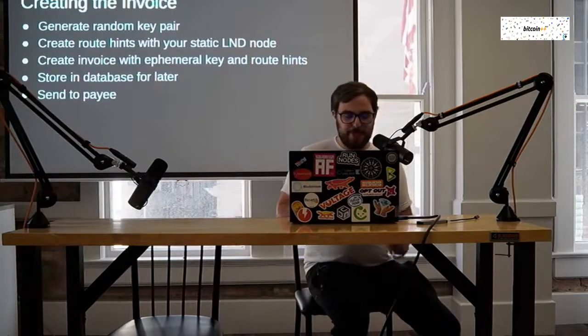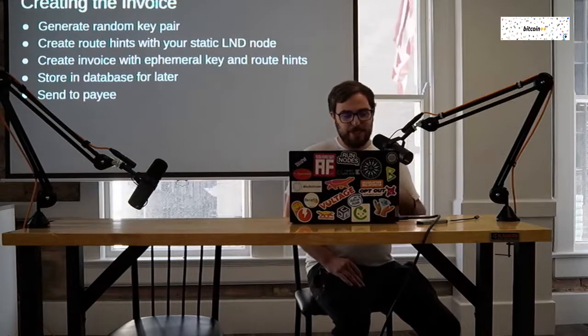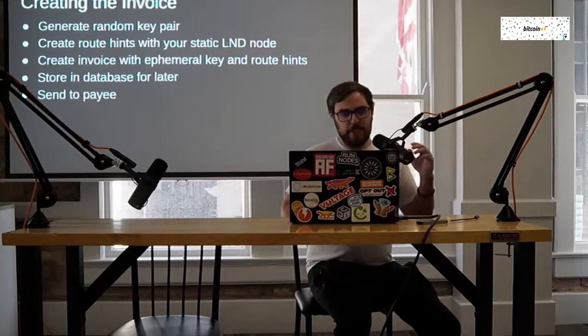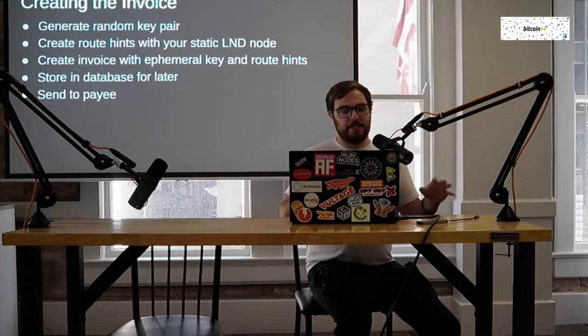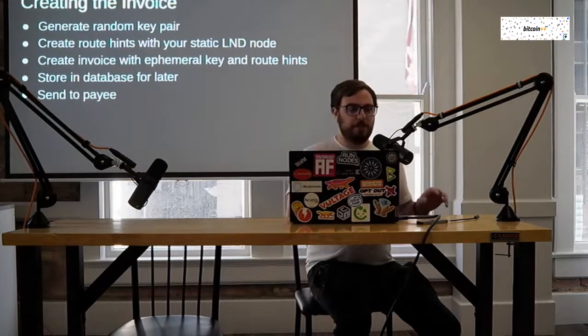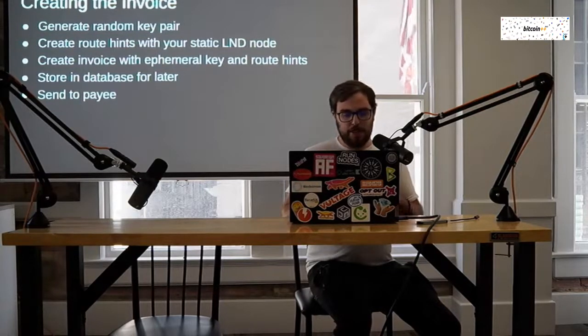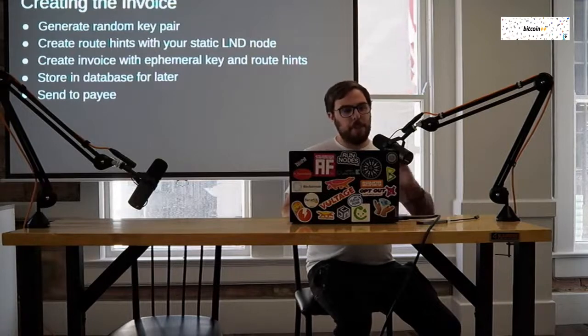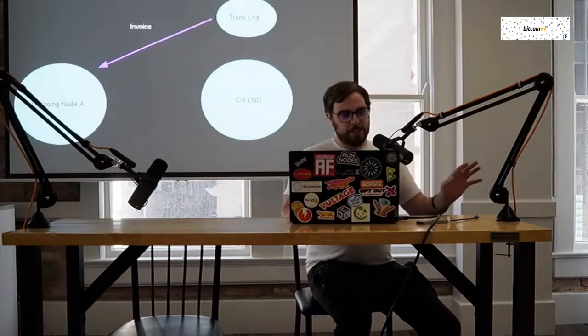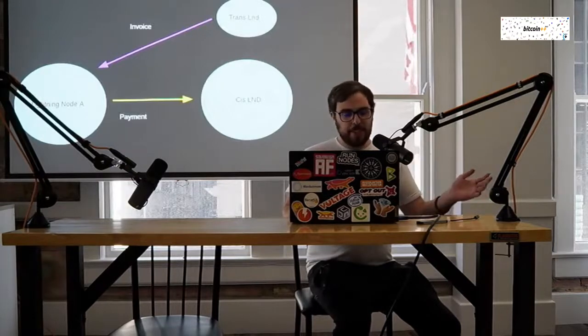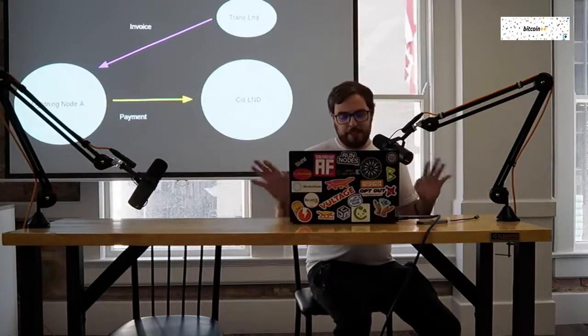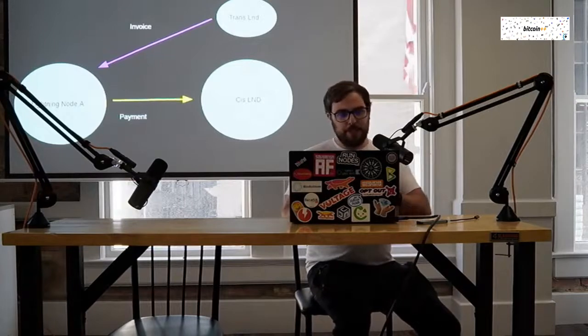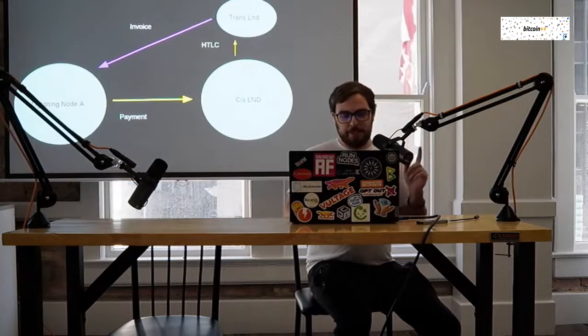So the first part, what you need to do is create the invoice. You generate a random key pair, and since this key pair doesn't actually exist on the Lightning Network, you have to put route hints into this invoice that point to your real node, so when someone tries to pay you, they can find you. Create the invoice, store it in your database for later, and send it to the payee. So that gets us this first step. Then that node will pay it, and Lightning will handle that for you, and it'll eventually get to your actual Lightning node. And then that HTLC interceptor will send it up to Trans LND.